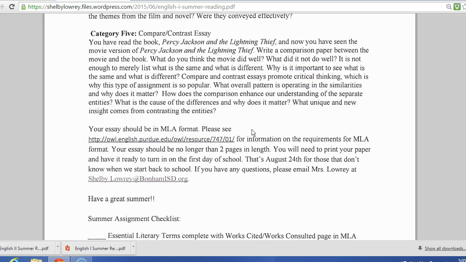It is not enough to merely list what is the same and what is different. Why is it important to see what is the same and what is different? Compare and contrast essays promote critical thinking. Again, that's what we're aiming for. We want you to consider why the similarities or the differences were there.